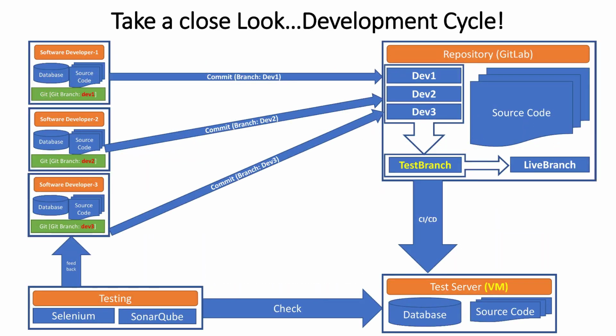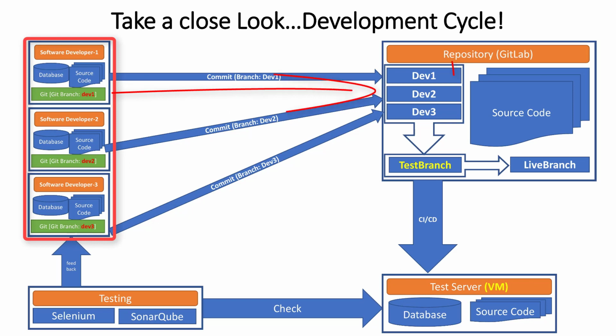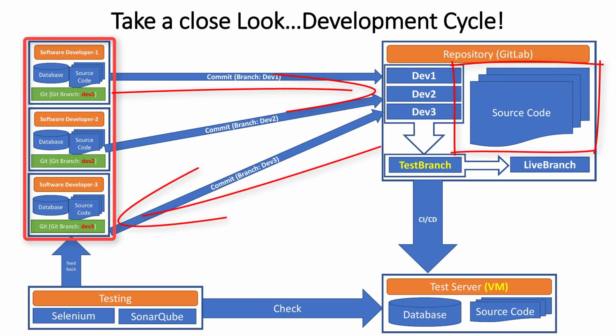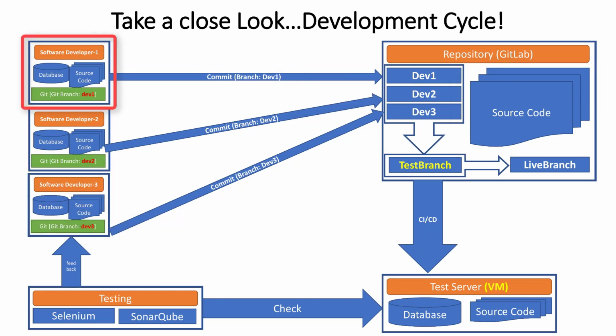Take a close look at the development cycle. Each developer's local source code is forked from the main GitLab branch source code and has its own Git branch. For example, the developer1 Git branch is dev1, the developer2 Git branch is dev2, and so on.